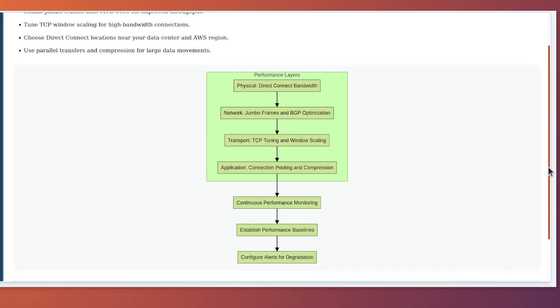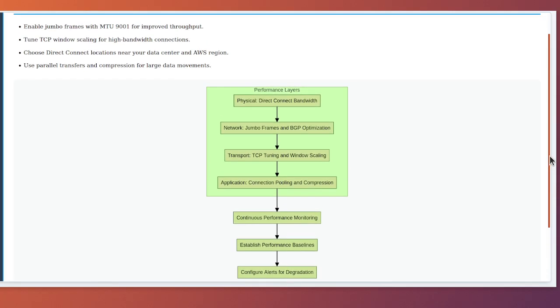MTU size, which stands for Maximum Transmission Unit, is the size of the largest packet that can be transmitted over a network link. Direct Connect supports jumbo frames with MTU sizes up to 9001 bytes, compared to the standard Internet MTU of 1500 bytes. Using jumbo frames reduces the number of packets needed to transmit the same amount of data, which reduces overhead and can significantly improve throughput for large data transfers.